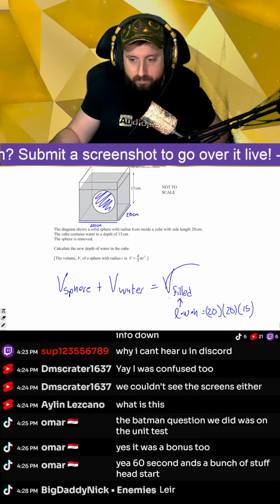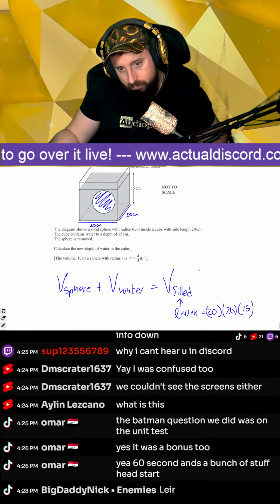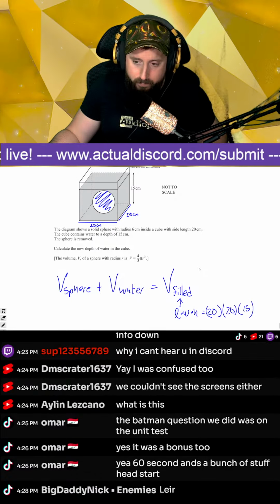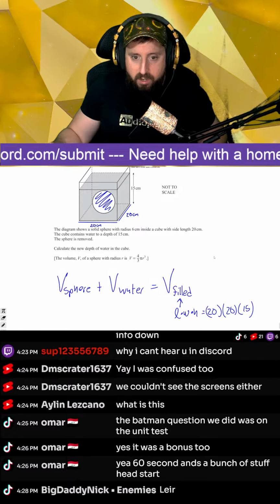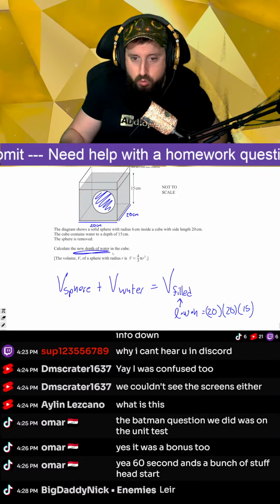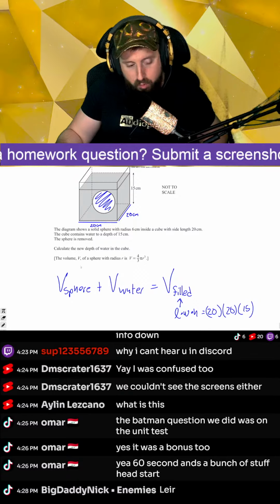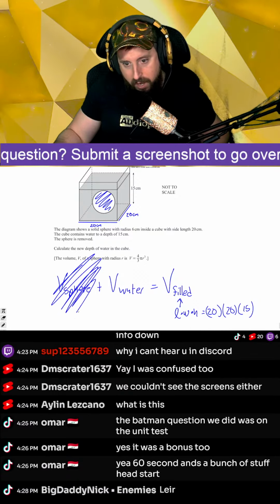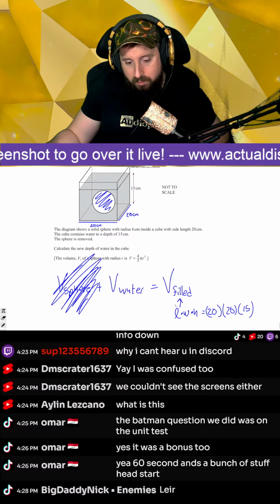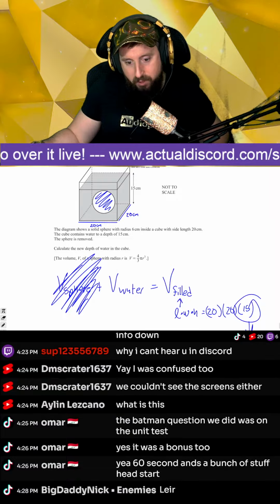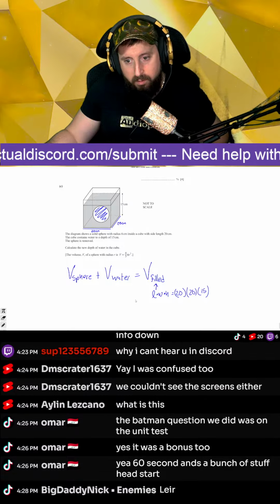But why do we need to calculate the cuboid? Why do we need to calculate the volume of the cuboid? Good, because eventually I need to calculate the new depth of the water in the cube. So what's going to happen, Jaden, is I'm going to remove the sphere. And when I remove the sphere, this is going to go down, right? That means the height of the water is going to have to go down.